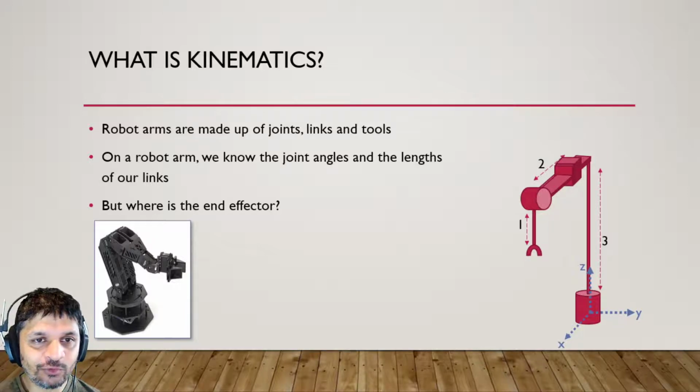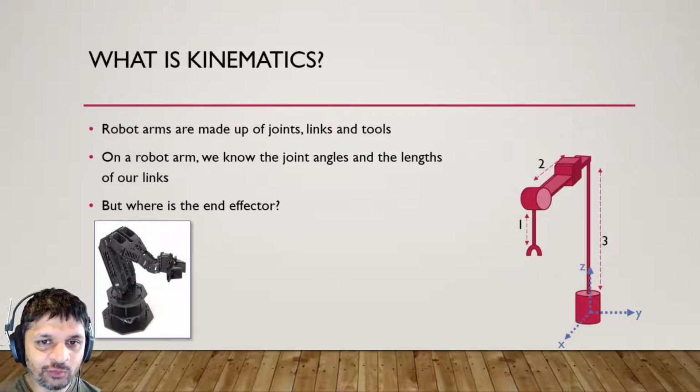Well, the main thing is that robot arms are made up of joints, links, and tools. So basically you've got some robot arm, right? And you're trying to control it, sort of like the arm we've got in the corner over here. And when we're controlling this robot arm, when we're trying to do stuff with this arm, we know the joint angles, right? Because the robots have sensors which are able to tell them what their own joint angles are. And we know the lengths of our links, right? Because that's based on the design of the robot. So the question that kinematics tries to answer is, where is the end effector? Where is this hand, right? Or the tool point?